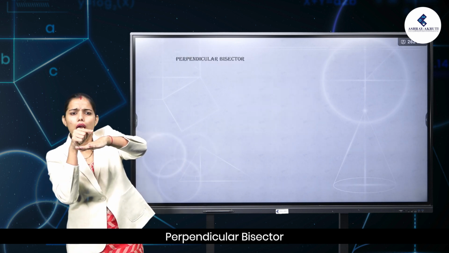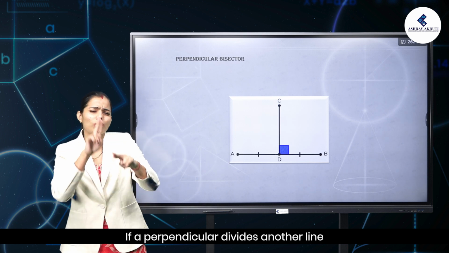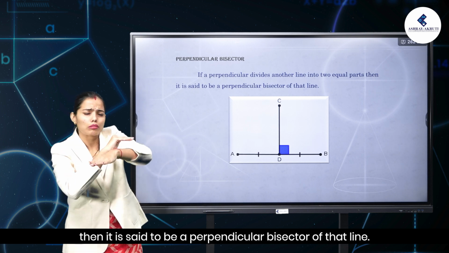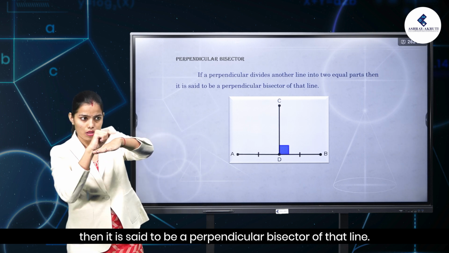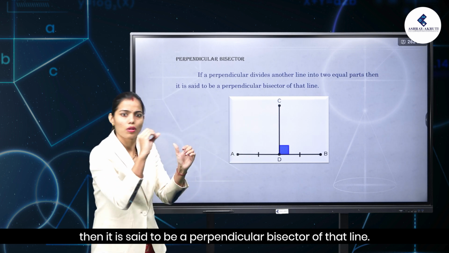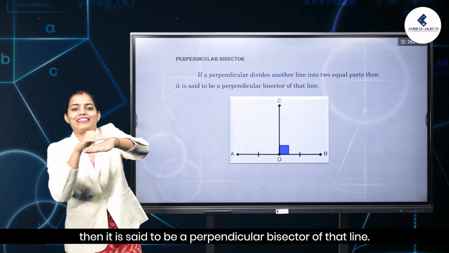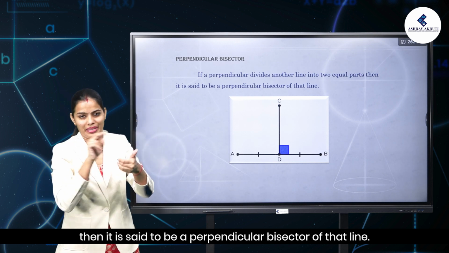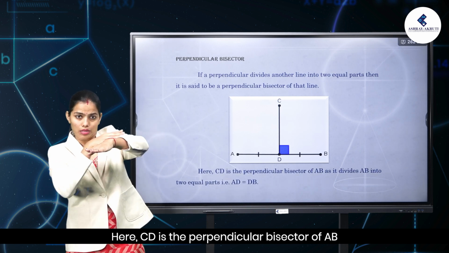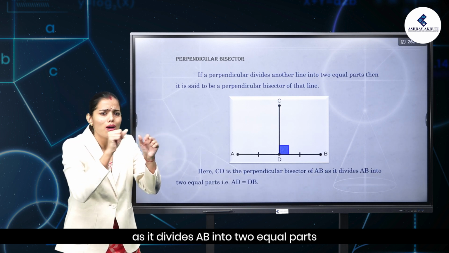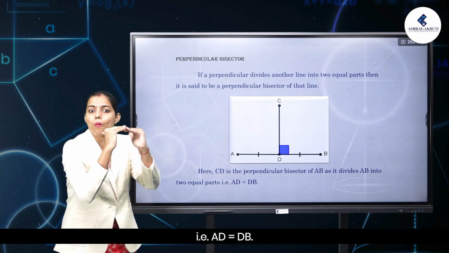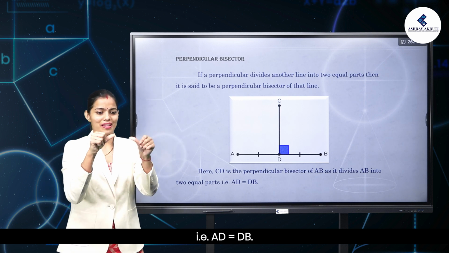Perpendicular bisector. If a perpendicular divides another line into two equal parts, then it is said to be a perpendicular bisector of that line. Here, CD is the perpendicular bisector of AB as it divides AB into two equal parts, that is, AD is equal to DB.